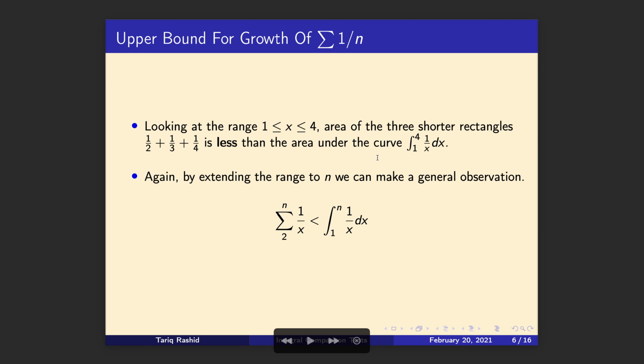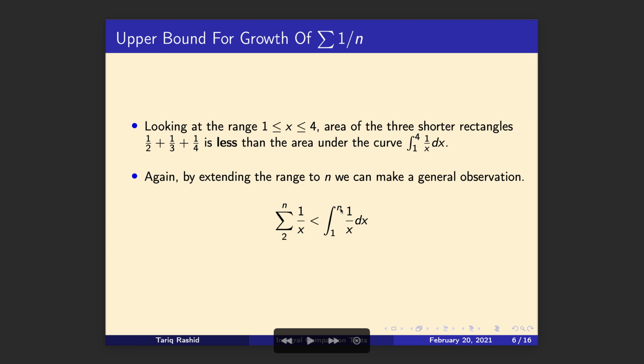So using that same idea again of saying, yes, we're looking at a range 1 to 4, it could have been 1 to 40 or 1 to 400. In fact, let's generalize that and say it's 1 to n. And here we're starting at 1 over 2. And we're saying that the harmonic series summed from 2 to n is less than the integral, the area under the curve, from 1 to n.